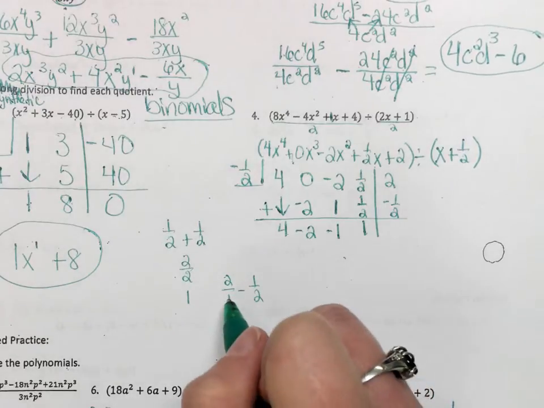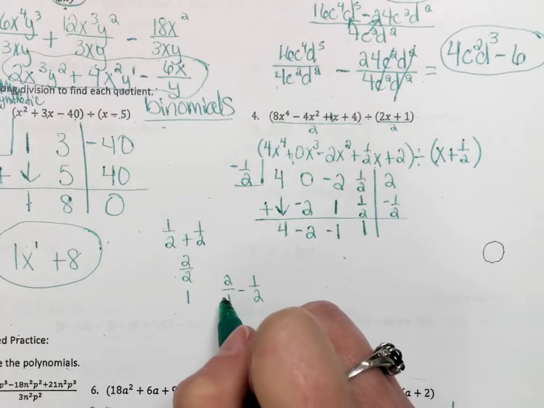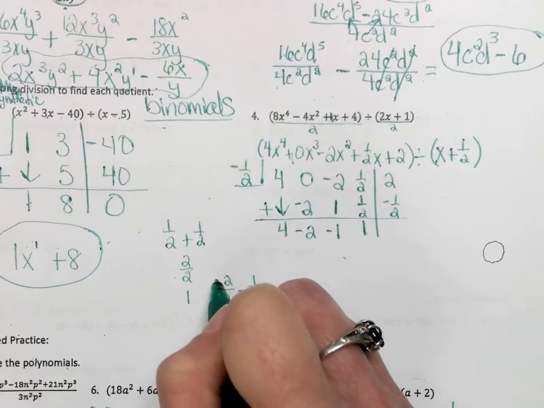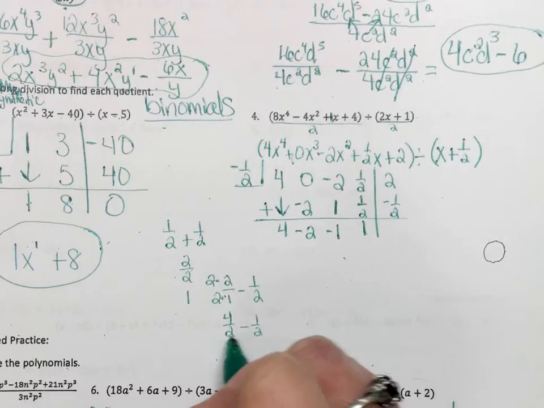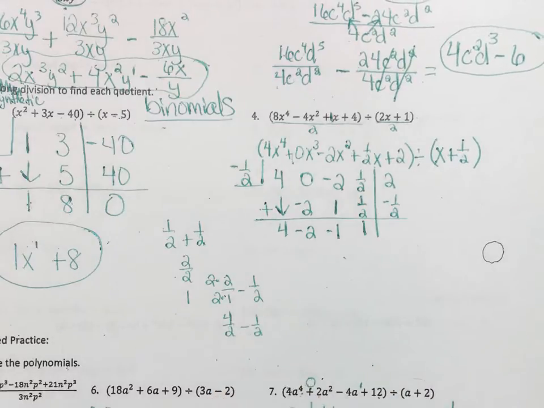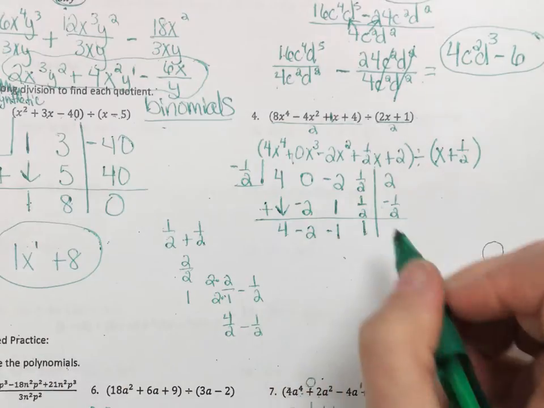Multiply them both by 2? No, just this one. That'll be 4 over 2 minus 1 over 2. See how they're the same now? So it'd be 3 over 2. 3 over 2. There you go.